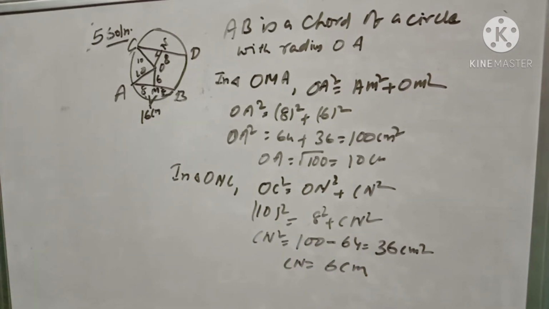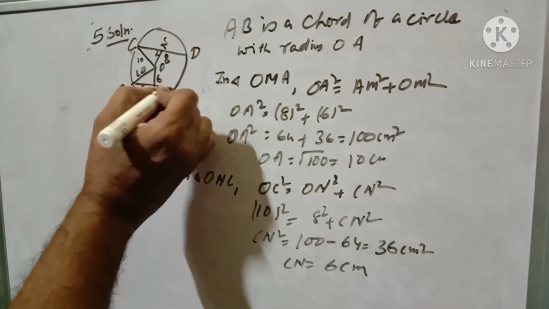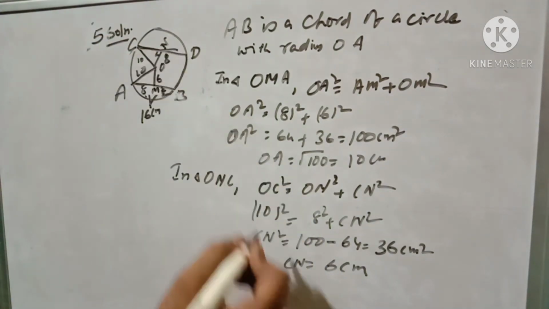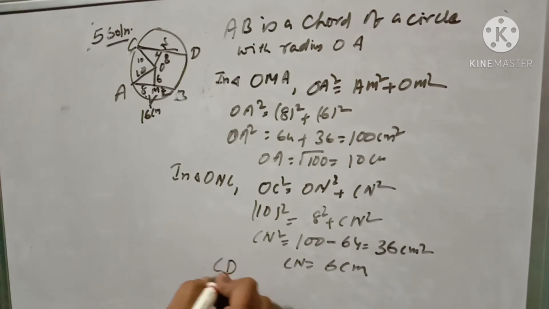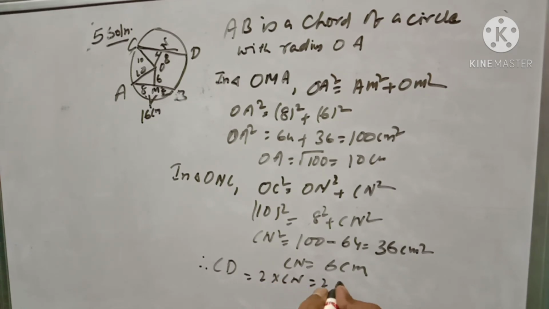Up to here you write down. Now according to the question we have to find the length of the chord of the same circle which is at a distance 8, means this chord we have to find out, CD. Therefore CD equal to 2 into CN, therefore 2 into 6 centimeter, that is 12 centimeter.